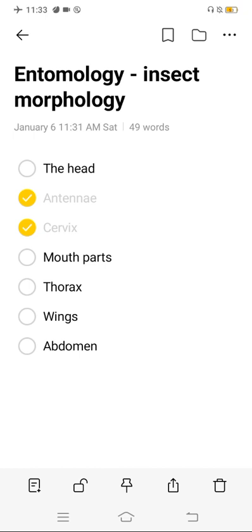So: flagellum, flexor, pedicel, extensor, scape, antacoria membrane, levator, antennifer, depressor, ring. The antennae: basic structures and musculature.